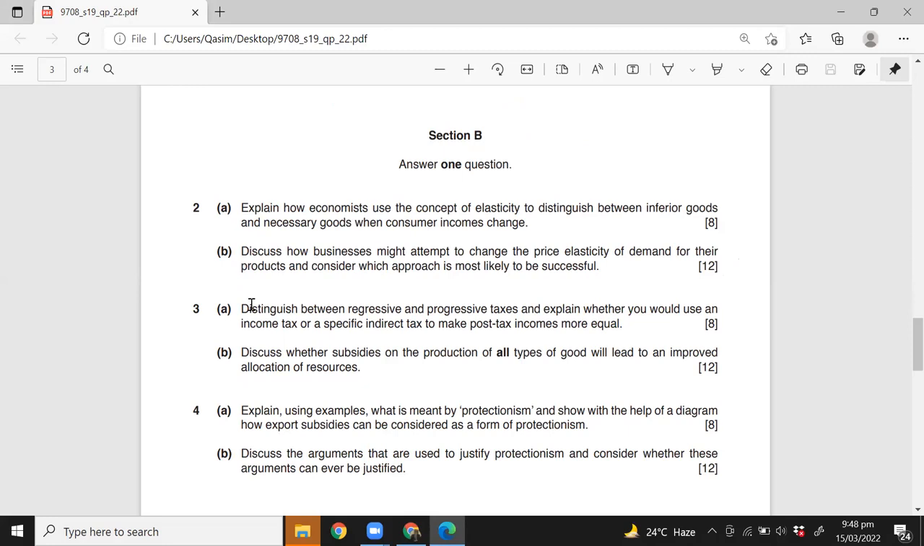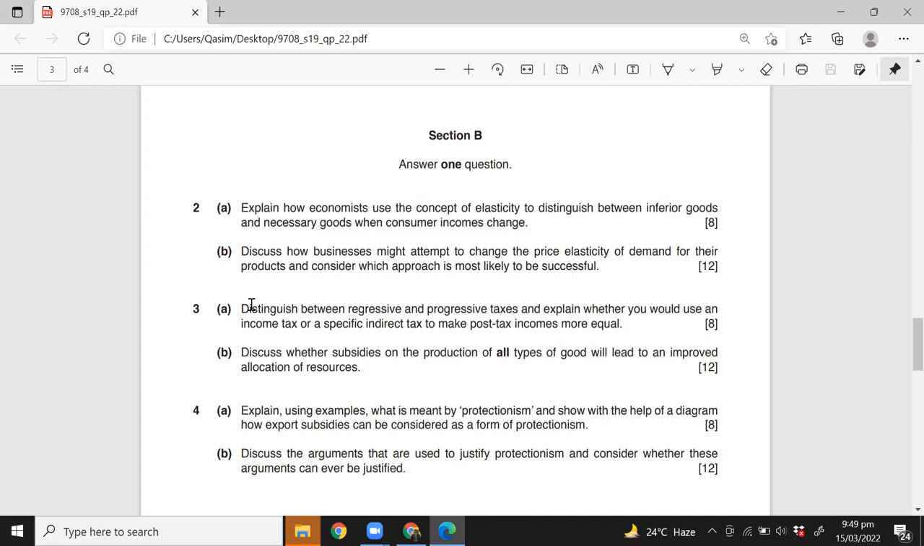Now, I want every one of you to take a minute, think about this. So the explaining part is simple, right? We've already explained it. So what's the distinction between regressive and progressive taxes? I hope you will be able to explain, starting off with the types of taxes like direct and indirect, then talking about the nature of taxes, and then only explaining progressive and regressive. You don't need to explain proportional because that's not asked for. Then you tell whether you think of income tax or a specific indirect tax, which I told you about, would make the post-tax incomes more equal.